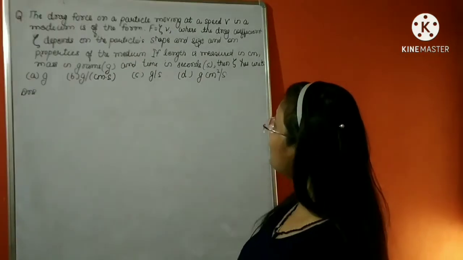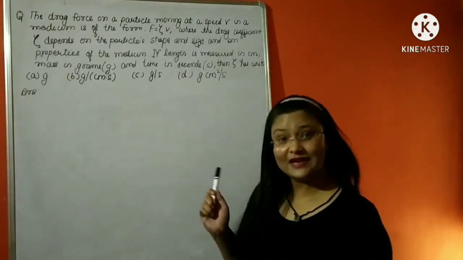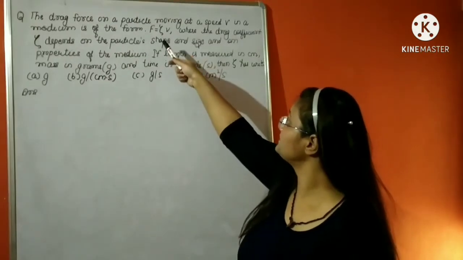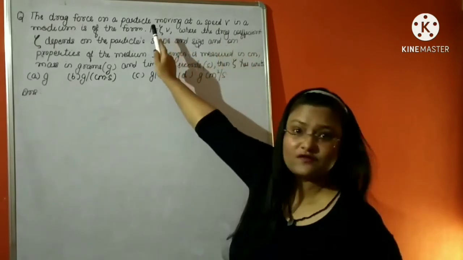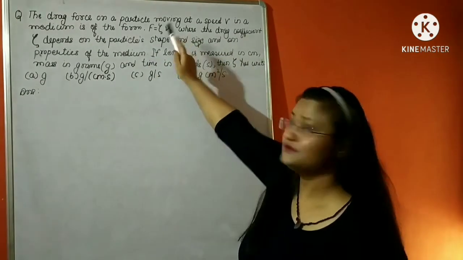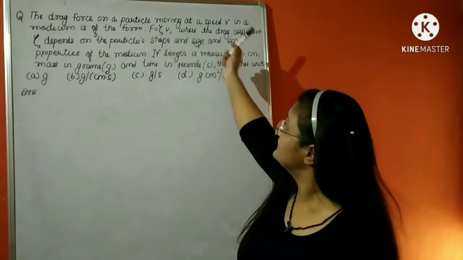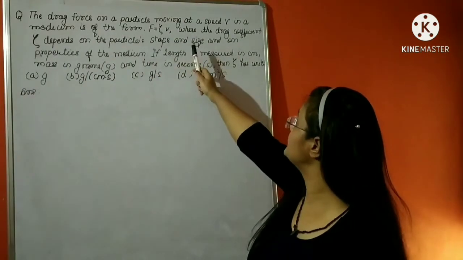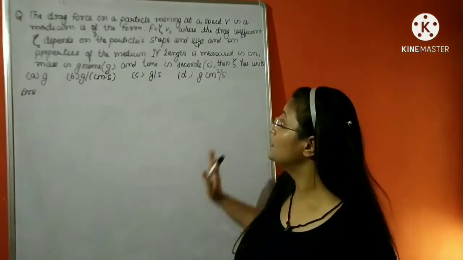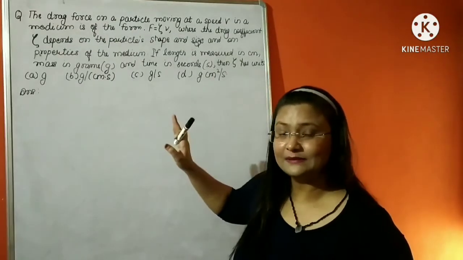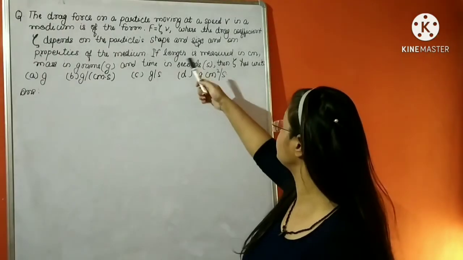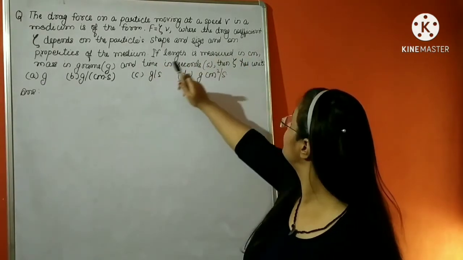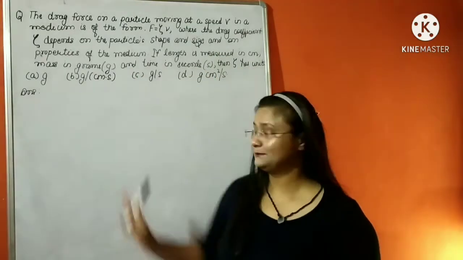The drag force on a particle moving at a speed of v in a medium is of the form F is equal to, this is drag coefficient into velocity, right? And the drag coefficient depends on the particle shape and size. Now this force is not in the air, it is in a medium, like in a liquid or something, and depends upon the shape and size and on the properties of the medium, right?